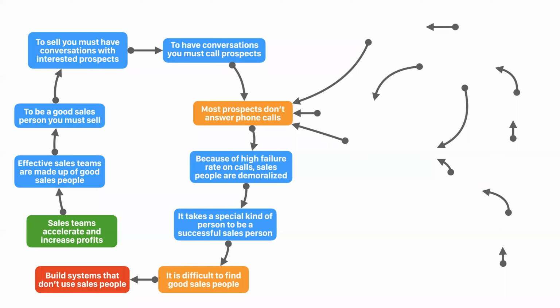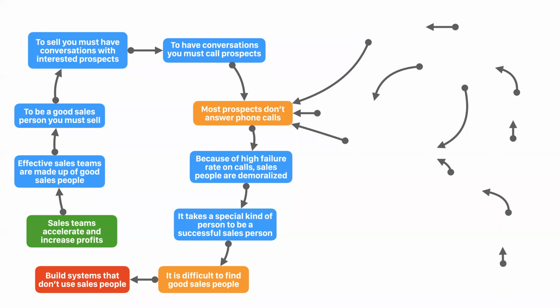Which is the next point. It takes a special kind of person to be a successful salesperson. For sure. Someone that has to face a ton of rejection, a ton of failure, like getting voicemail after voicemail after voicemail, and keep pushing forward. And so we come full circle. It's difficult to find good salespeople because they're a special kind of person. And so most people don't end up building sales teams. They don't build systems that utilize the sales team. They try and use other ways to do it. But we all know, again, coming back full circle, that sales teams accelerate increased profits.